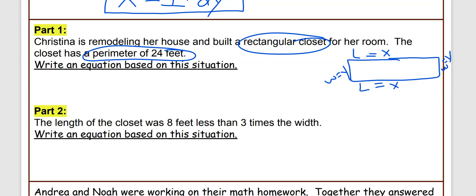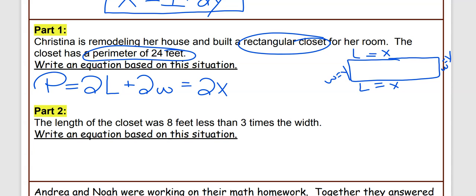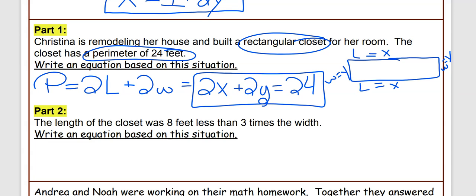So do you remember the perimeter formula from middle school? Perimeter equals two lengths plus two widths. Let's change it back to X and Y. So the two lengths we'll call 2X, the two widths we'll call 2Y, and the perimeter we actually have an amount, don't we? Yes. 24. So we now have an equation that models this scenario.